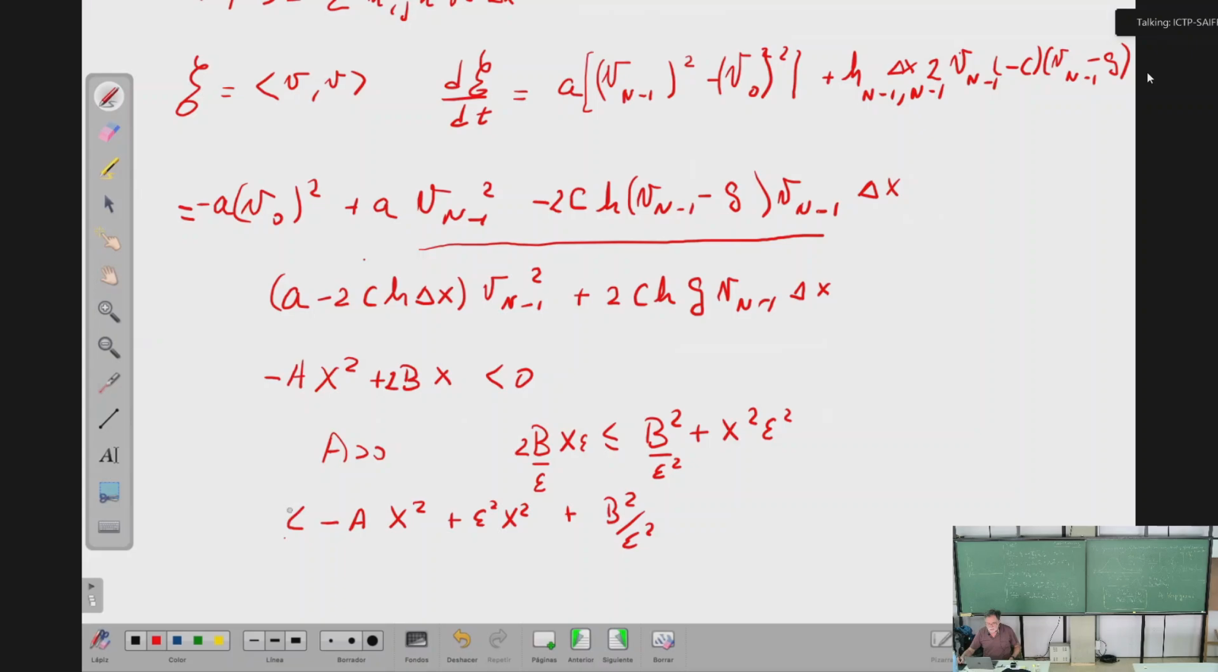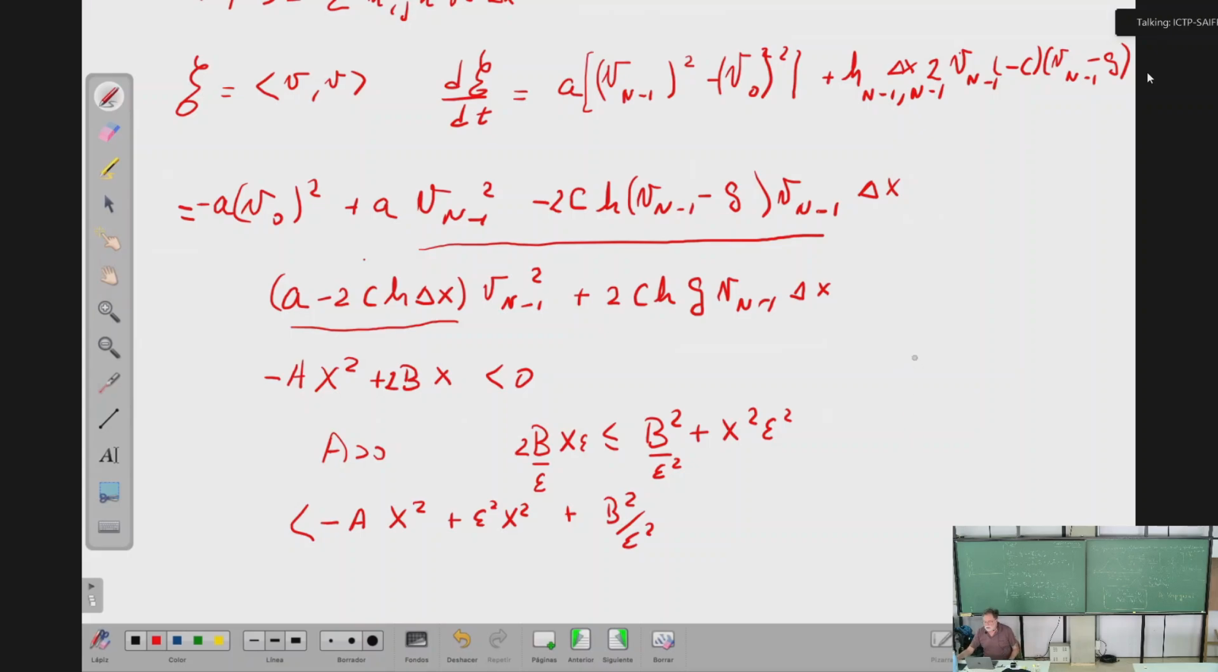This I want smaller. So I want this to be smaller than 0, for these two terms. So notice that epsilon I can take as small as I want. This only depends on g, it doesn't depend on epsilon. So this is something that depends on the initial data. And so what I need, in the end, is that this term here is negative, okay?